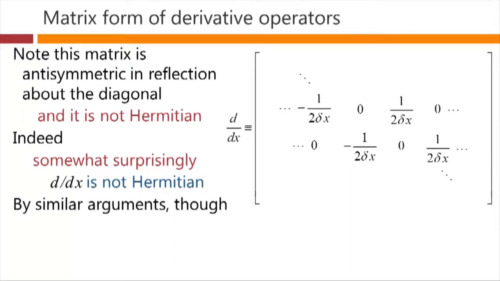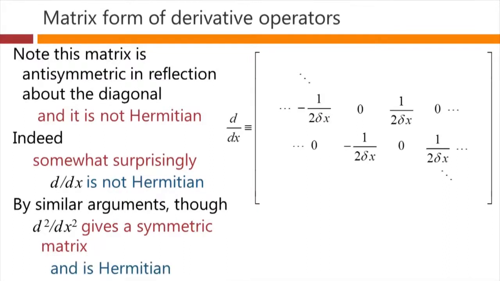We can run through similar arguments for the second derivative operator, and if we construct a corresponding matrix, we would actually find that the second derivative operator gives us a symmetric matrix with real elements, and hence it is Hermitian. So if we didn't put together this matrix form, we might have missed this point. d by dx is not a Hermitian operator, but d2 by dx squared is a Hermitian operator.